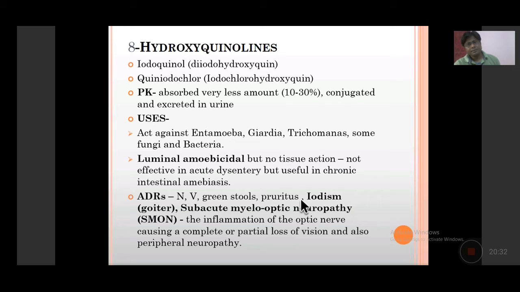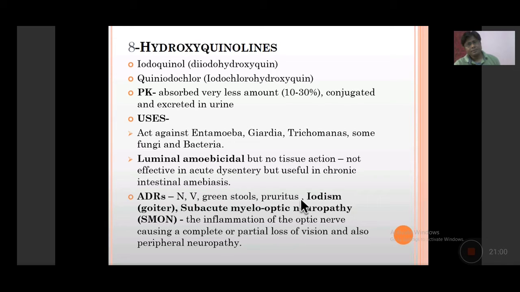Adverse effect: because they are having iodine in their chemical structure, they can cause iodism, that is goiter. And one severe side effect related to this group is subacute myelo-optic neuropathy, SMON. That is the inflammation of the optic nerve causing complete or partial loss of vision, and also peripheral neuropathy.